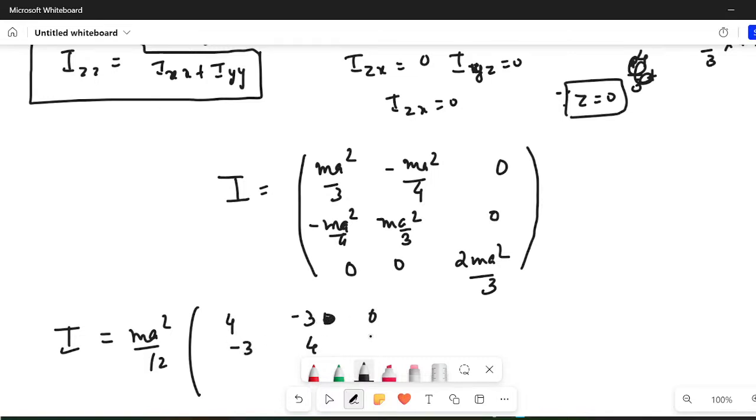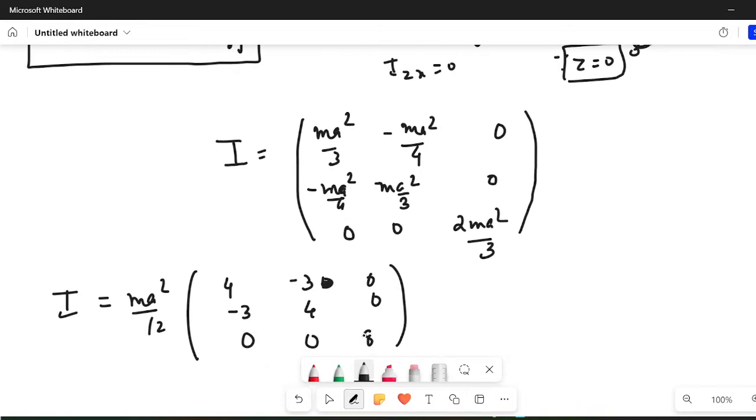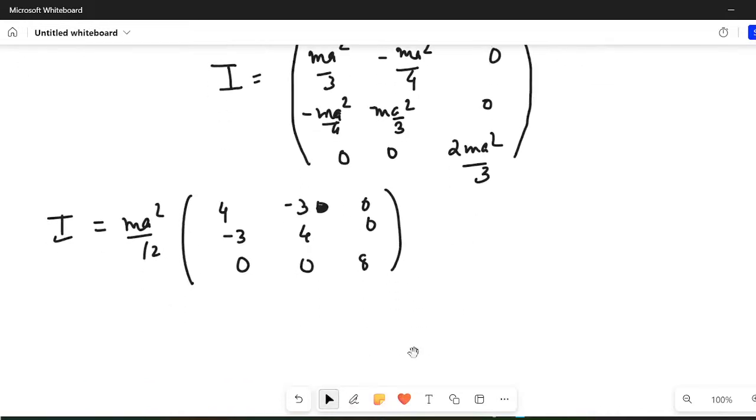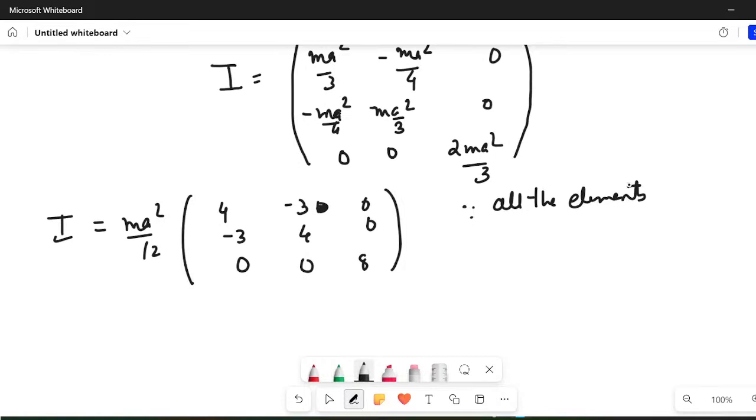Sorry, I'm writing it here: 4 and 0. And then I'm going to get 0, 0, 8. Now, if I do a Hermitian conjugation, what does that mean? I have to take a transpose and conjugate, a conjugate and a transpose. So all the elements are real. Since all the elements are real, it does not make sense to take the conjugate, because the conjugate would again mean the same thing. So a_ij conjugate would be simply a_ij only.